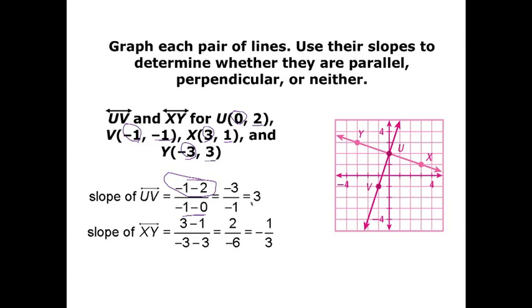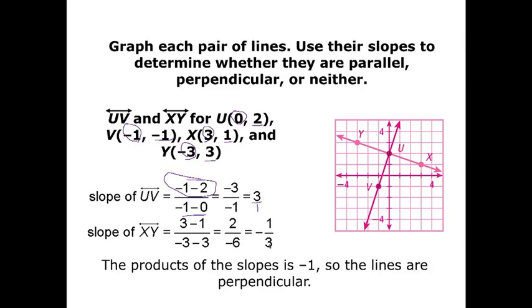Well, since 3 is really 3 over 1, then the 3 over 1 has gotten flipped to 1 over 3, and the positive has become a negative. So that's the opposite, and this is the reciprocal. These are opposite reciprocals. If they're opposite reciprocals, the lines are perpendicular. Another way of looking at that, as it says here on the screen, is if I multiplied 3 times negative 1/3, I'd get negative 1. Another way of knowing that your lines are perpendicular.